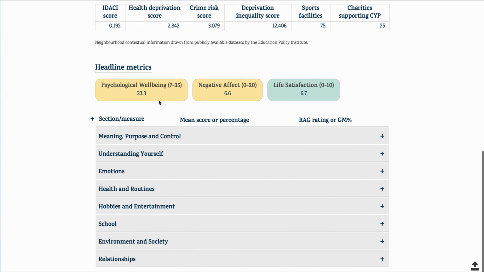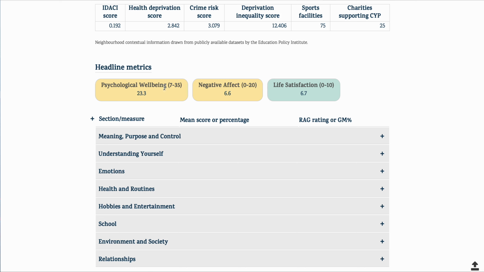As we scroll down, we've selected 3 headline metrics for this particular neighbourhood: psychological well-being, negative affect, and life satisfaction. It tells you how each measure is scored, and also the colour coding gives you an indication of what that score looks like for the neighbourhood relative to the rest of Greater Manchester.